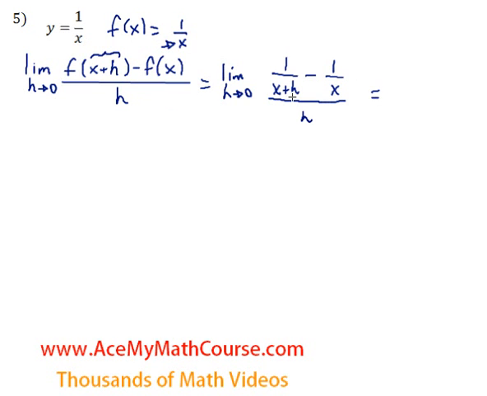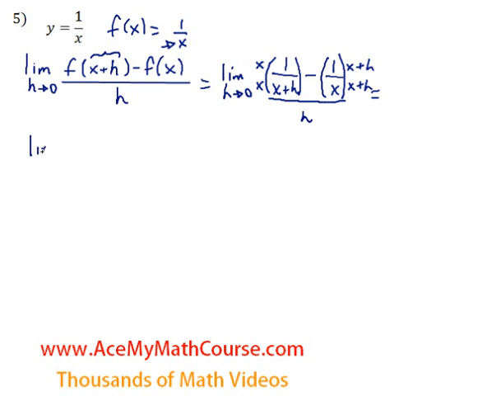Okay, so right away I want to combine these fractions. And to do that, we're going to need a common denominator. The common denominator is just going to need to be x plus h times x. So all we need to do is multiply the first fraction by x over x, and the second by x plus h over x plus h.